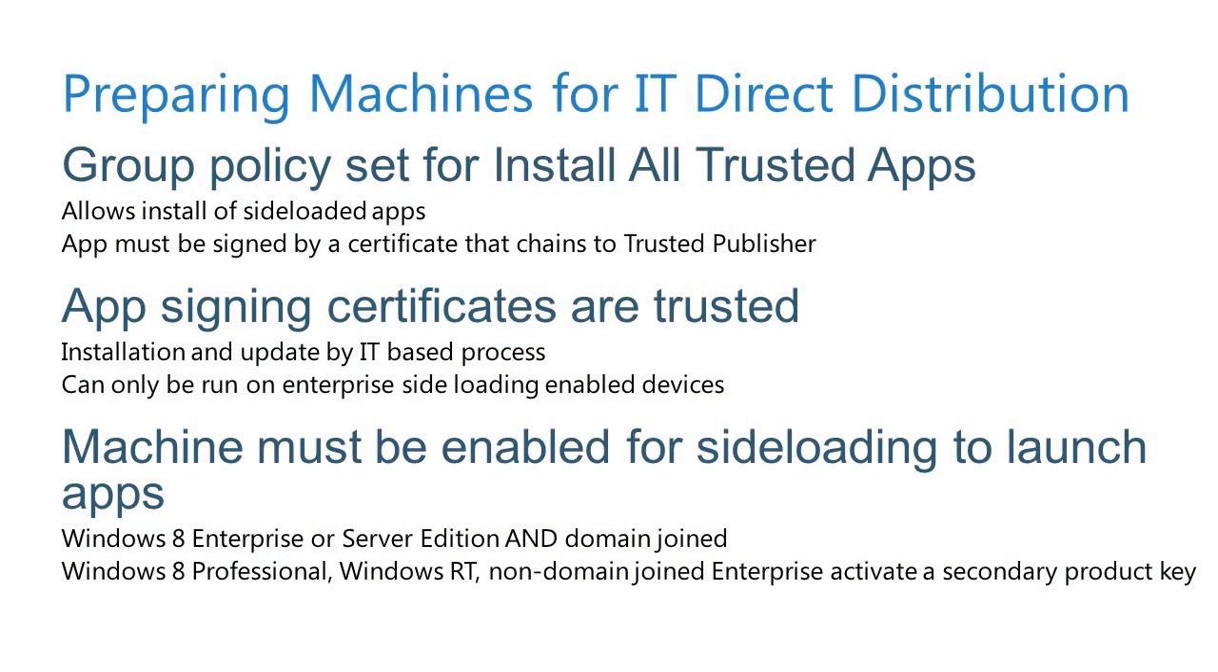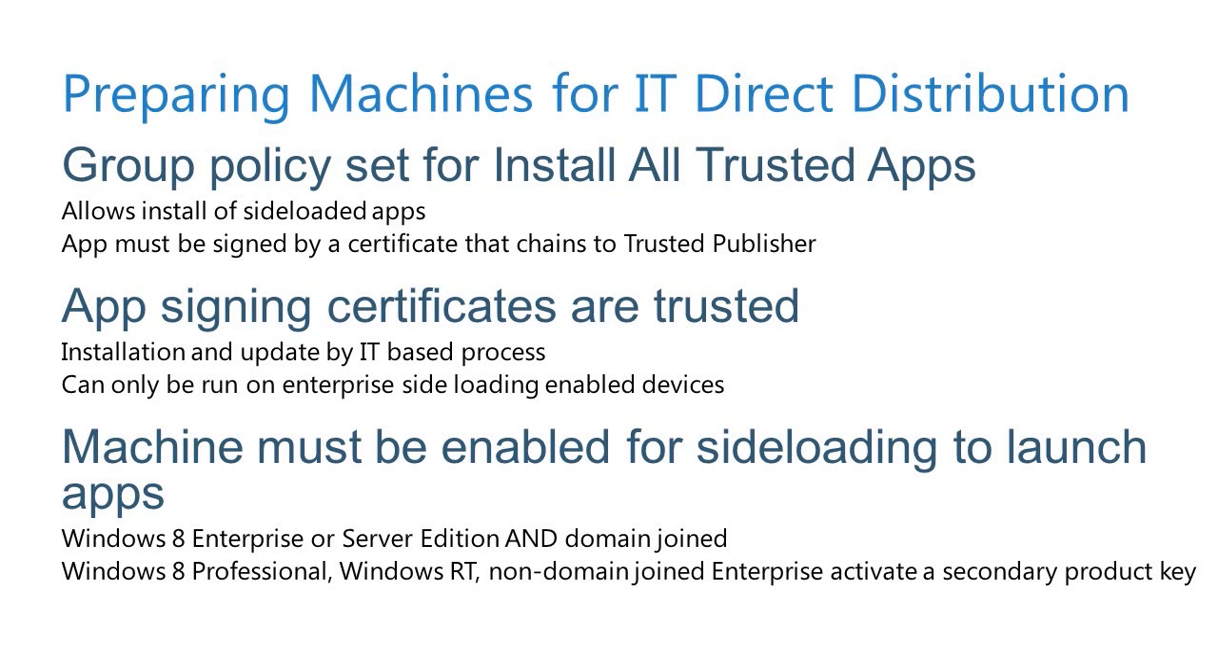Now let's take a look at what the IT administrator needs to do to prepare those machines for direct distribution. They need to set a group policy that says install all trusted apps. This allows the installation of your LOB app. Again, that app still must be signed to a certificate that chains to a trusted publisher. So just having the app signed or just having the group policy is not enough. You need both in order for that to get in.